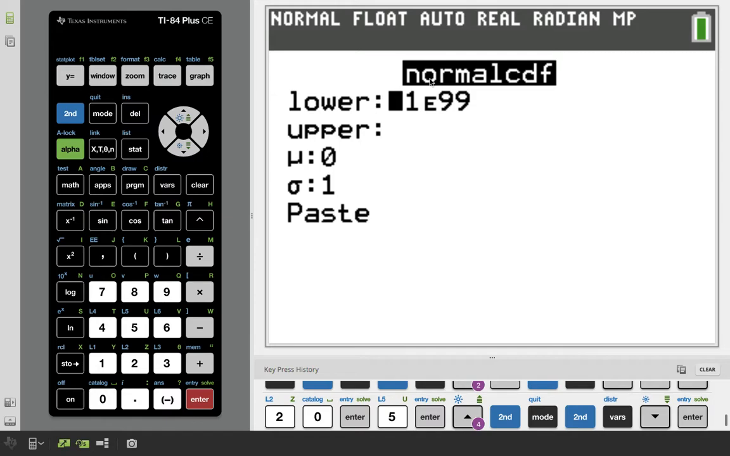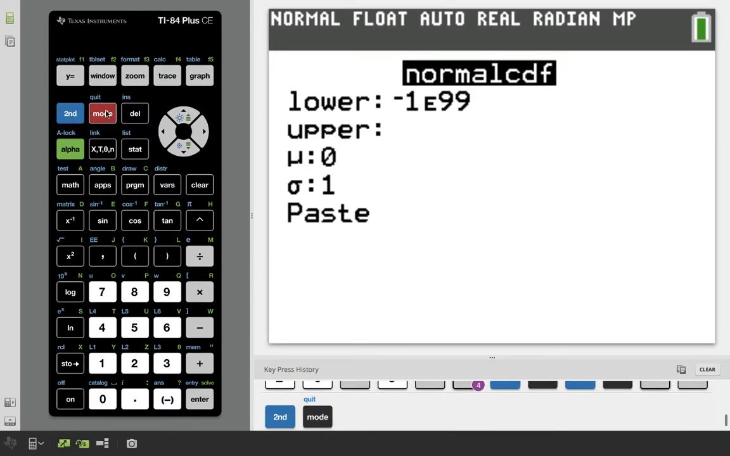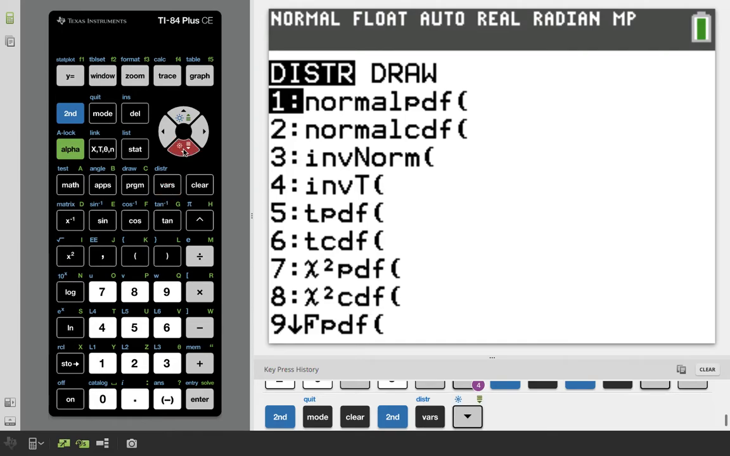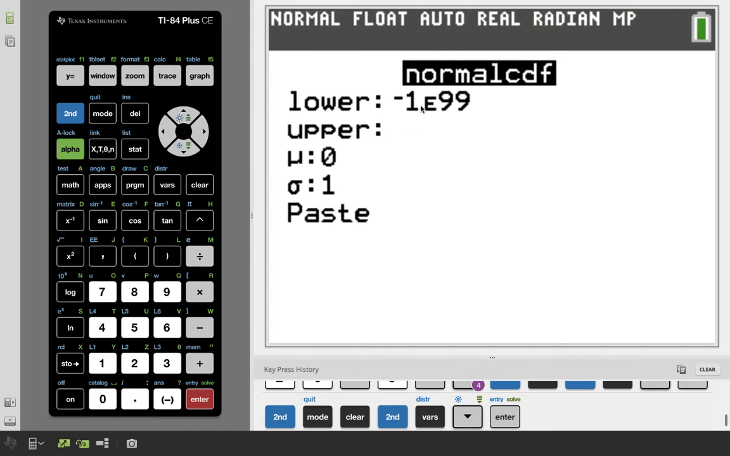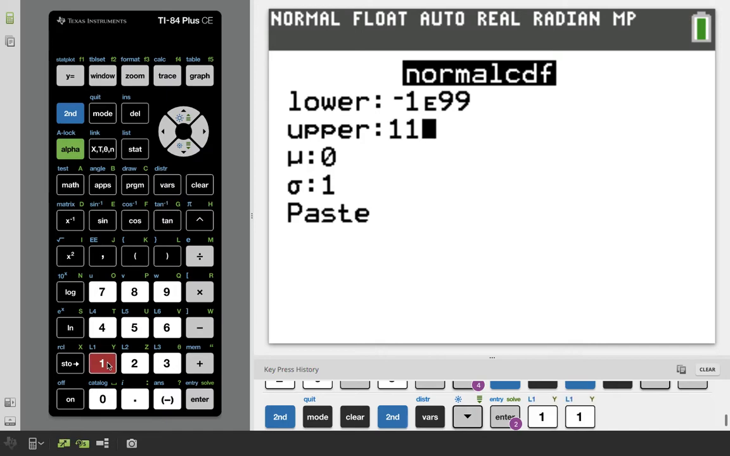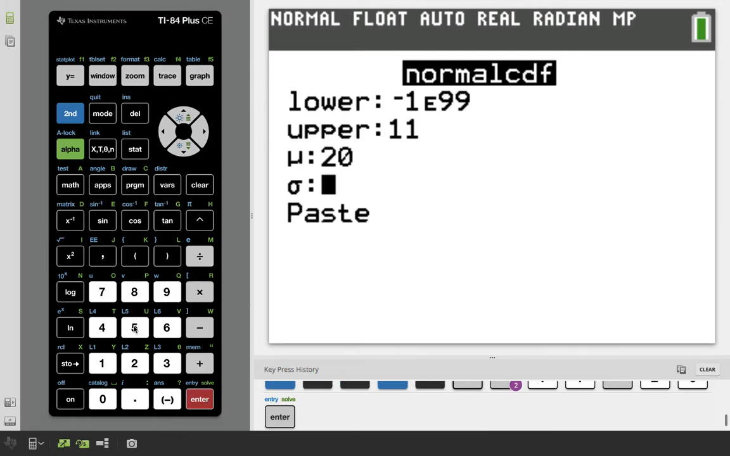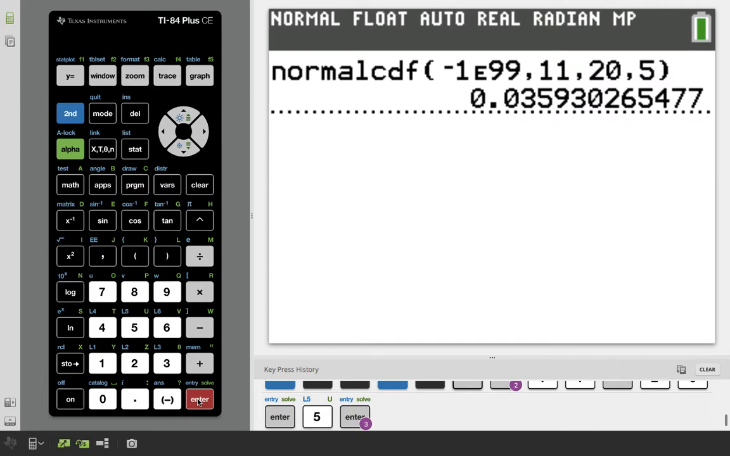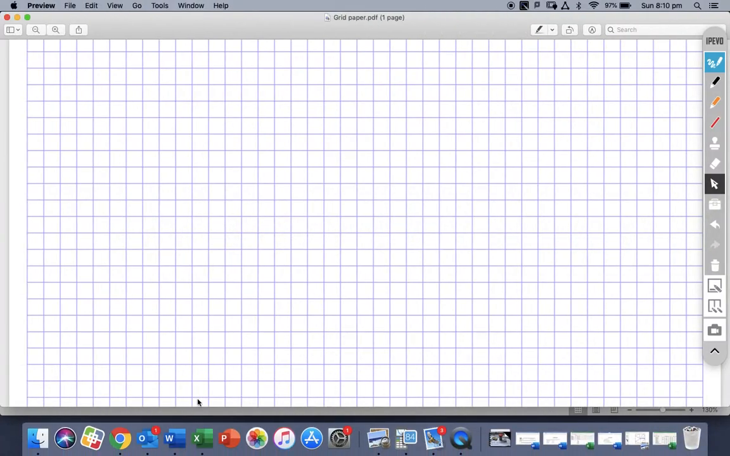Oh, look at that. Now, if you're wondering or if you've forgotten, here's your calculator screen. You press second, distribution. We're going to the normal cumulative density function. We're setting the lower super low. Our upper will be 11. The mean's 20. Standard deviation 5. And we get 0.0359. Write that down.